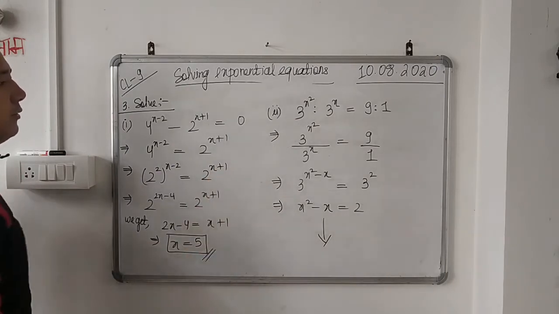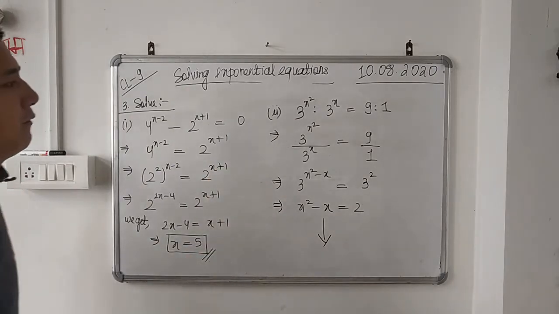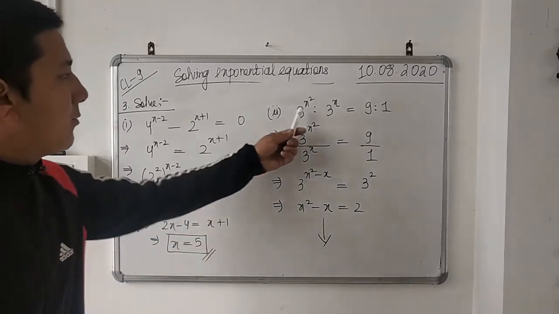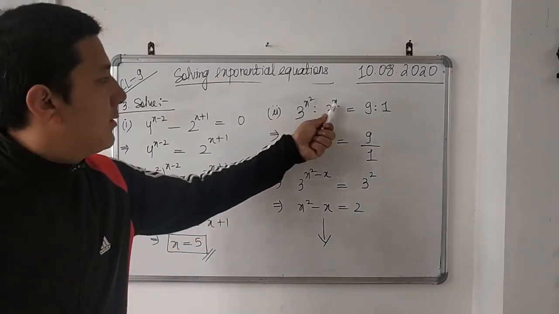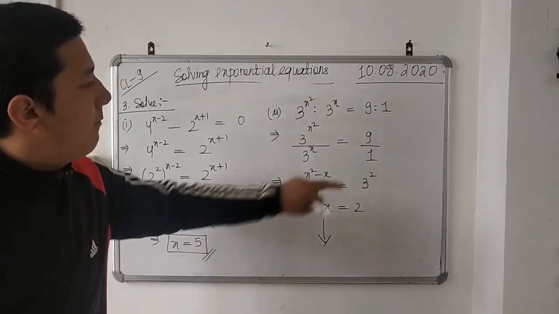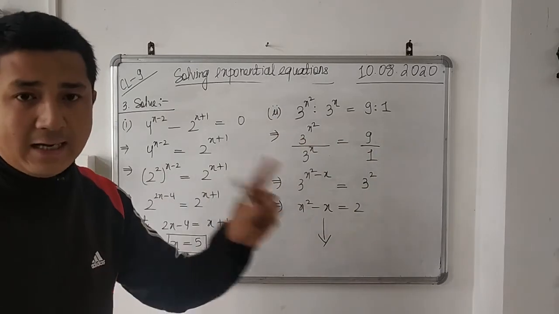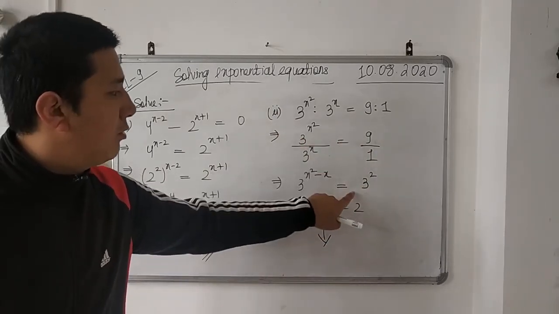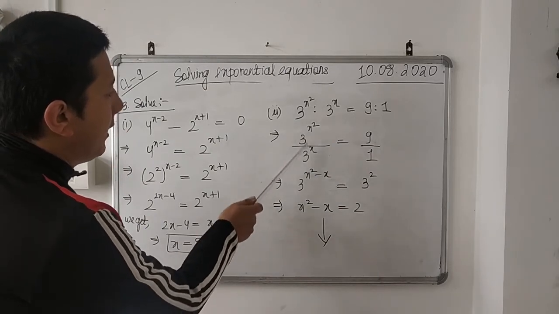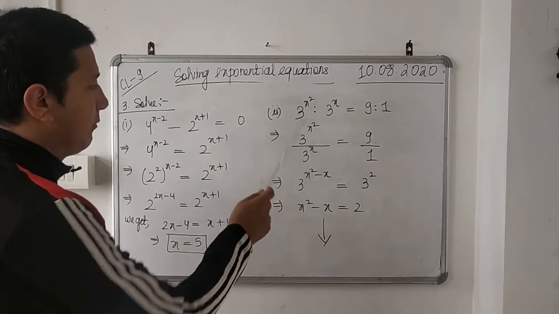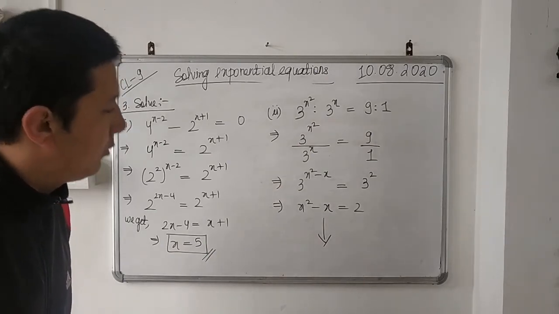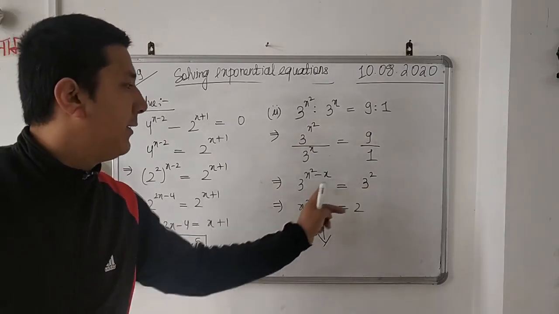3 part 2 is this. It is given in the form of a ratio. Now we know that a ratio means I can write it down as a fraction. So this by this is equal to this by this. By the way, 9 by 1 is just 9, and 9 means 3 to the power 2. And here I have used the quotient law. As the bases are same, the powers get subtracted. So 3 to the power x square minus x is equal to 3 to the power 2. And now I know I can equate the powers.